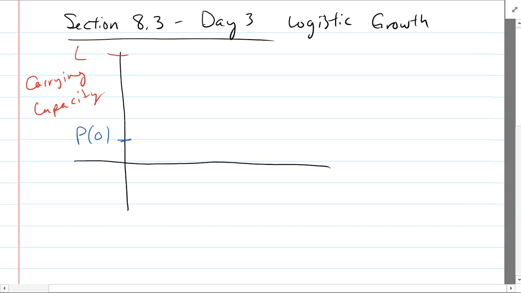And what's going to happen is it's going to grow exponentially at first until it starts running out of resources. And then the population will stabilize at a certain population.